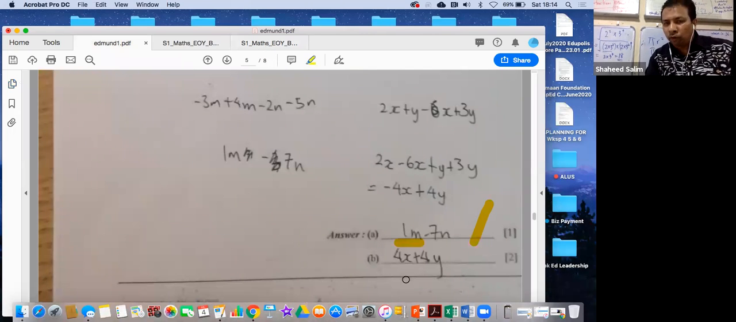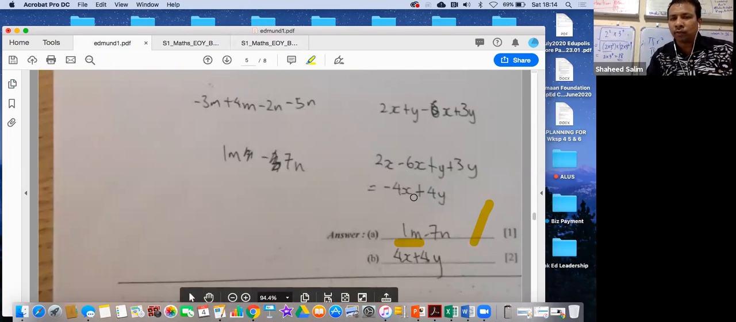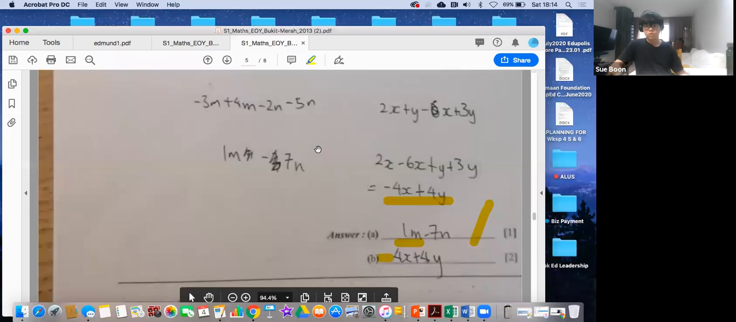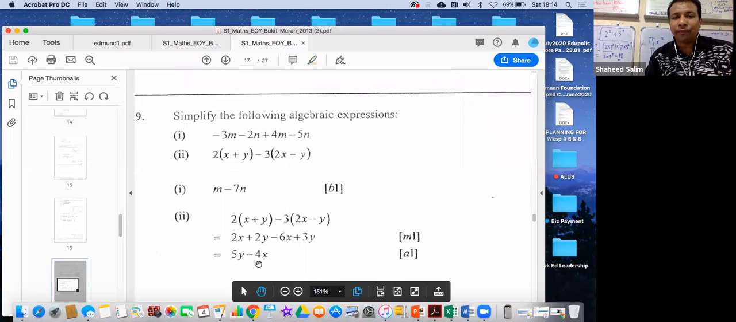The next one, you put 4x plus 4y. Minus 4x. Look, down here there's a minus. Down here, there's no minus. So is your answer minus 4x plus 4y or 4x plus 4y? Must say minus, right? Because your working down here shows a minus. Okay, let us see. The answer is minus 4x plus 5y.